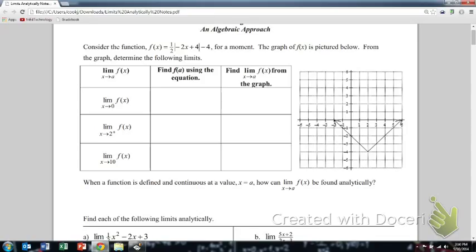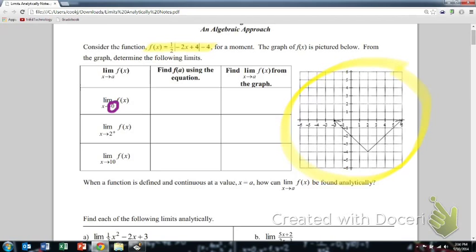So we're going to look at this first example. We have this function, f of x equals 1/2 times the absolute value of negative 2x plus 4, minus 4, and the graph's pictured over here. We're going to fill in this table and find the limits two different ways. We'll start by finding f of a using the equation. So a is the number that x is approaching, and we find f of a by just plugging that number into the function.